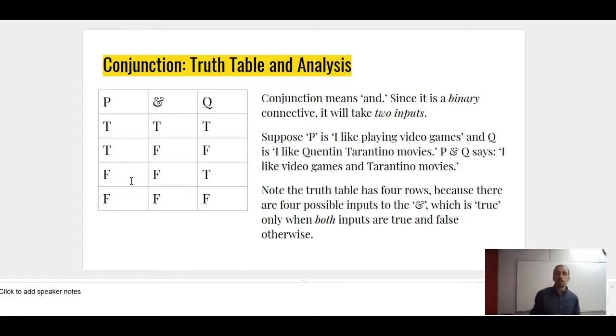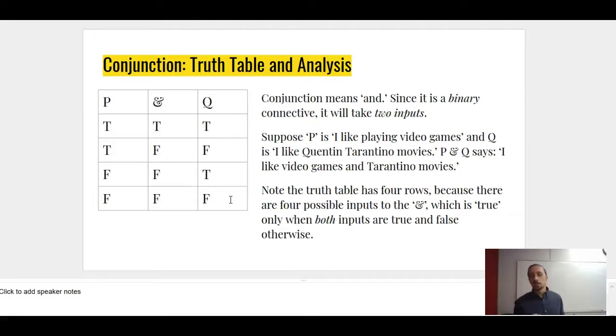Now, this truth table here has 4 rows. Why? There are 4 possible inputs to the AND, which is true only when both inputs are true and false otherwise. So let's go row by row here. So the AND is a binary connective. It's connecting 2 elements, element P, element Q. P can either be true or false. Q can either be true or false. How many combinations are there? Well, they could both be true. One can be true, the other one false. One can be false, the other one true, or they can be both false. This exhausts all the possibilities given by valence.